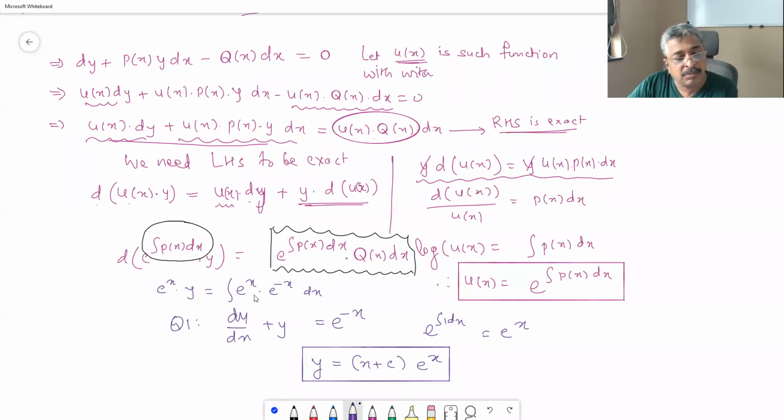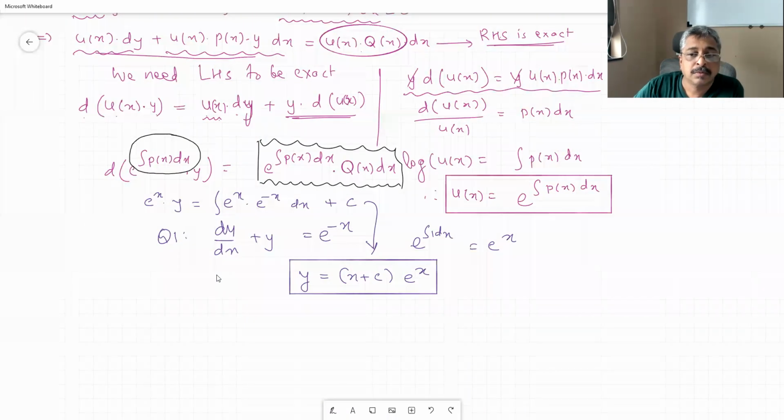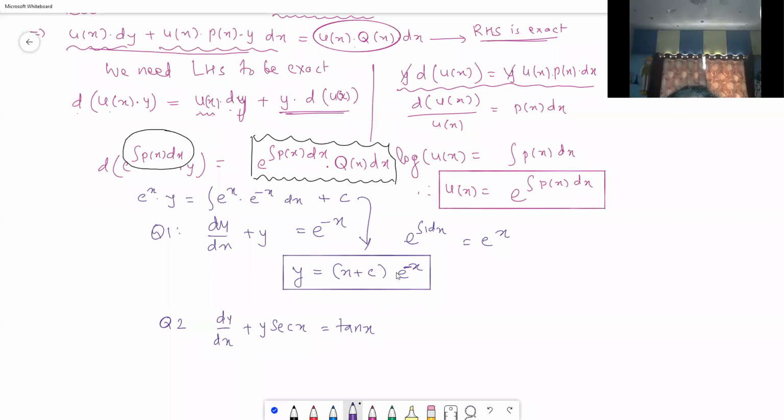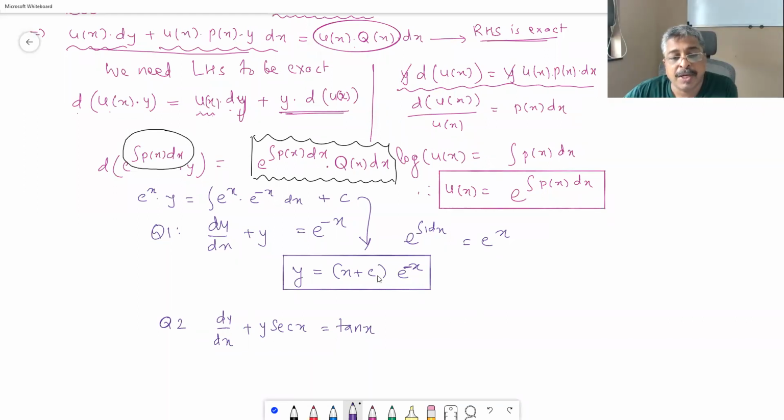Then this also seems easy. Here itself you should add c because you are integrating both sides. For this answer, question number 2. dy by dx plus y sec x is equal to tan x. Correction in the earlier answer, it should be e raised to minus x.